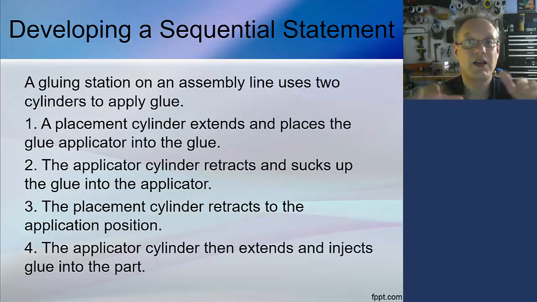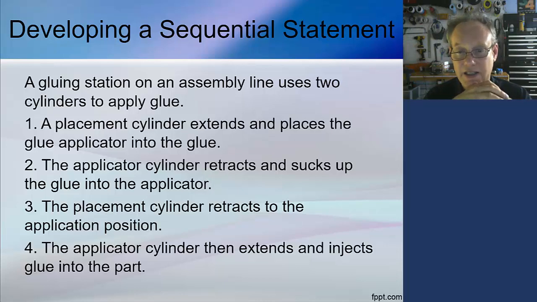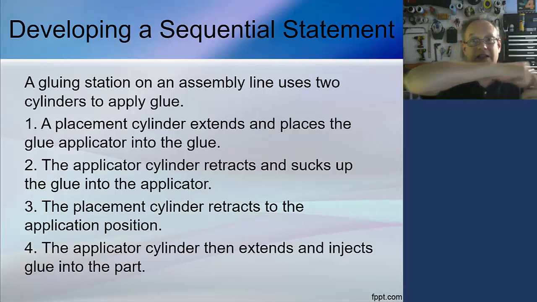Moving forward, here's a nice, simple step-by-step example. Placement cylinder extends and places the glue applicator into the glue. Okay, whatever that means. You can picture it as you go. Let's just move forward. An application cylinder retracts and sucks up the glue into the applicator. So it seems as though there's something that extends and it has something on it, and that something is the glue applicator.